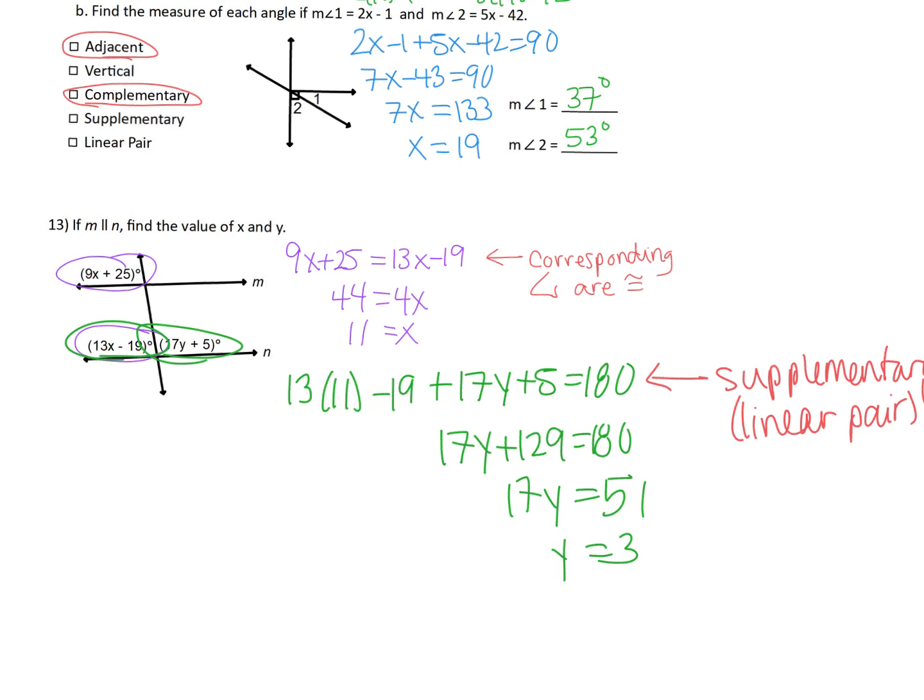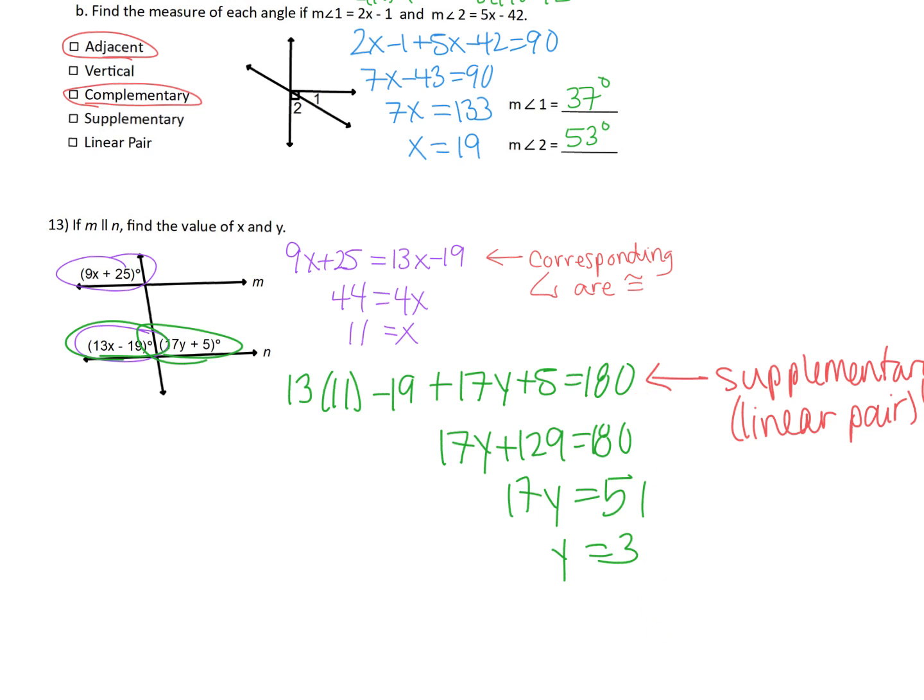I just plugged it straight in because I didn't actually need to know what this angle measure is. I'm just plugging it in. So 13 times 11 minus 19 plus the 17y plus 5, those two angles together equal 180. I went down and I solved for y.